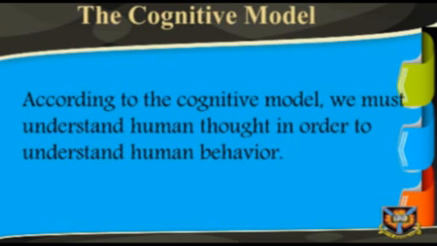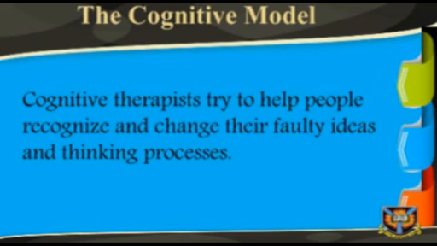The cognitive model. According to the cognitive model, we must understand human thought in order to understand human behavior. When people display abnormal patterns of functioning, cognitive theories point to cognitive problems, such as maladaptive assumptions and illogical thinking processes. Cognitive therapists try to help people recognize and change their faulty ideas and thinking processes.